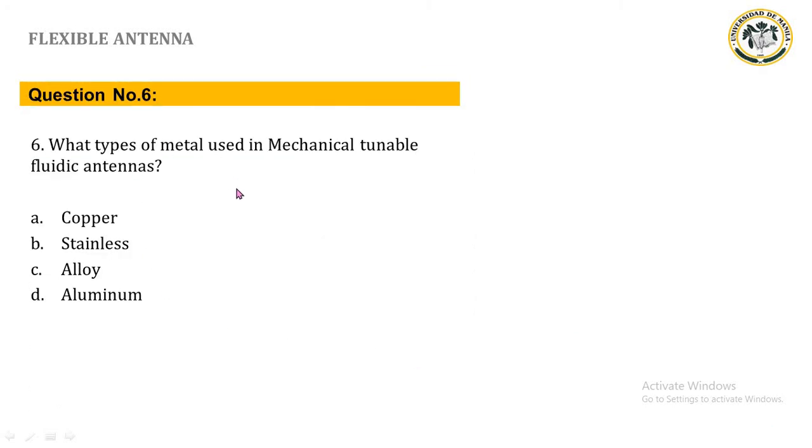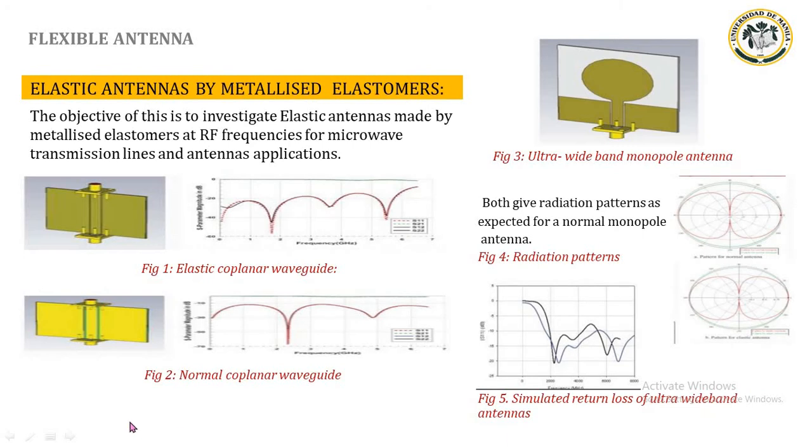Next. Question number 6. What type of metal is used in mechanically tunable fluidic antennas? A. Copper, B. Stainless, C. Alloy, D. Aluminum. The correct answer is letter C. Alloy. Elastic antennas by metallized elastomers.